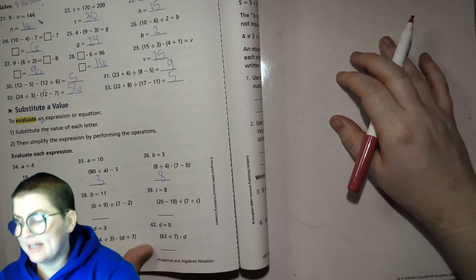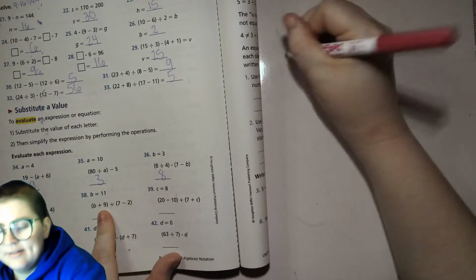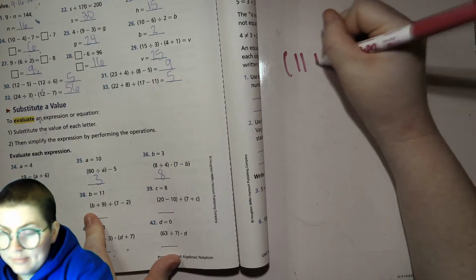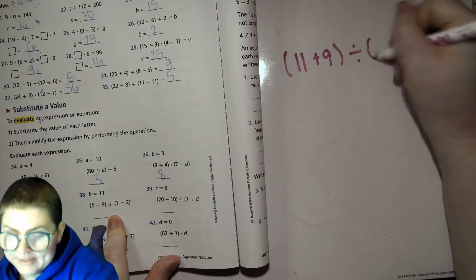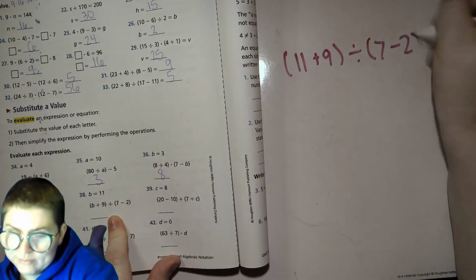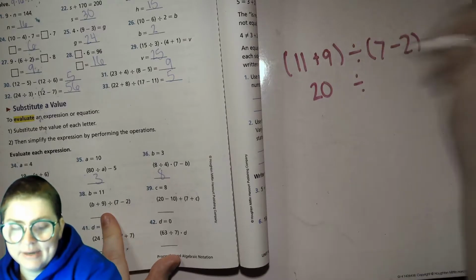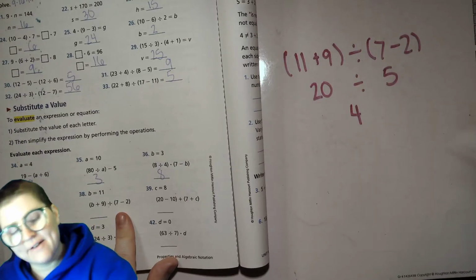B equals 11 here. So 11 plus 9, plugging in that 11 there, plus 9, close parentheses, divided by, parentheses, 7 minus 2. 11 plus 9 is 20, divided by 7 minus 2, which is 5. 20 divided by 5 is 4.